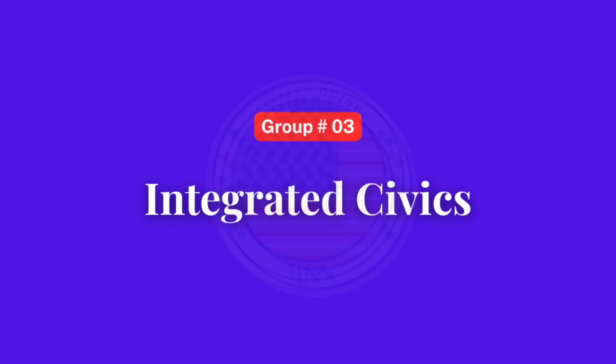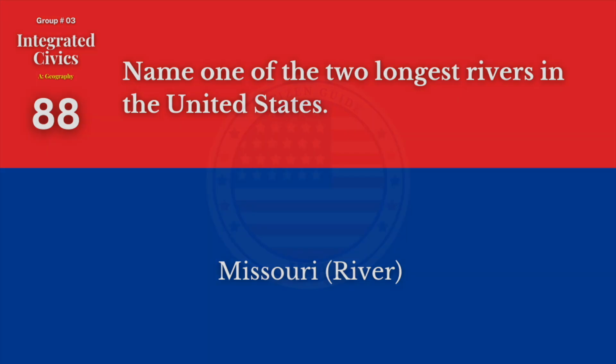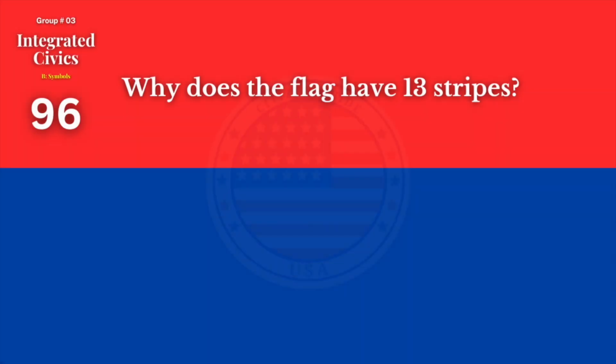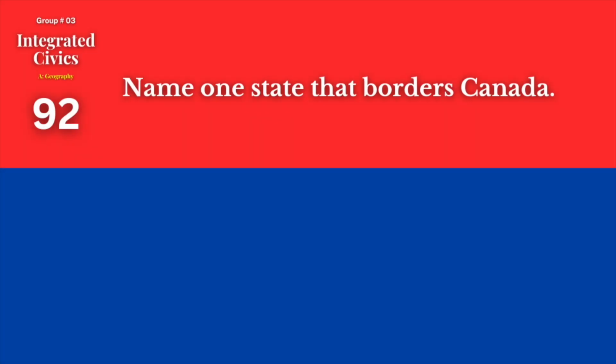Group 3. Integrated Civics. Name one of the two longest rivers in the United States. Missouri River. Why does the flag have 13 stripes? Because there were 13 original colonies. Name one state that borders Canada. New York.